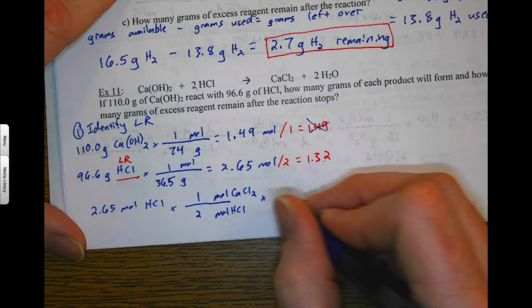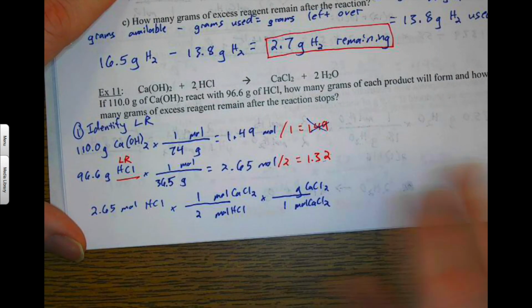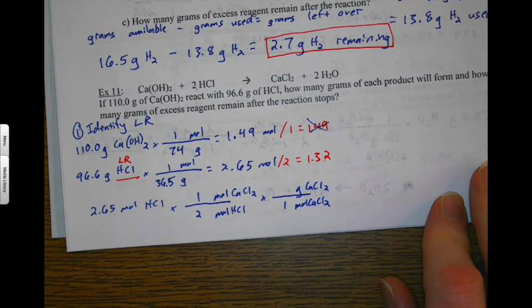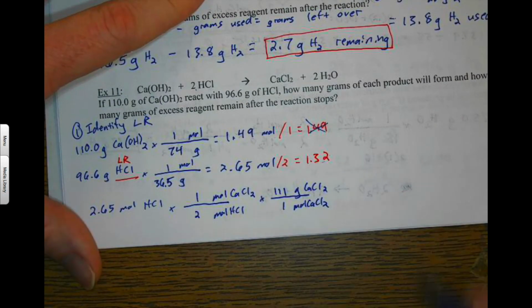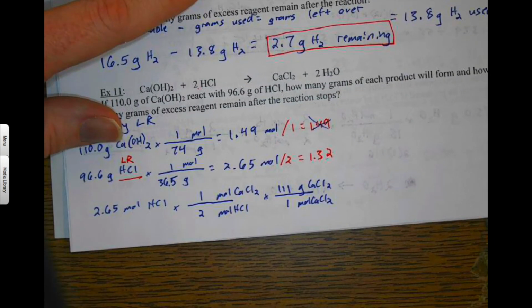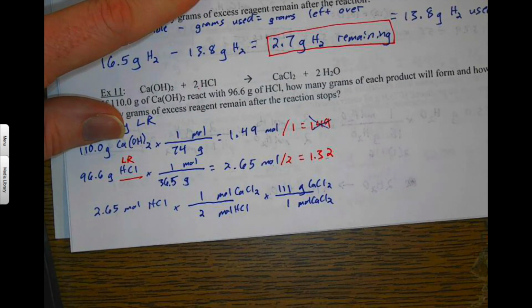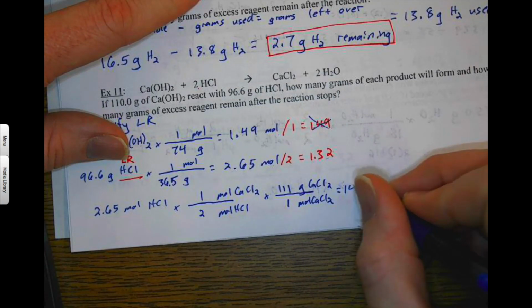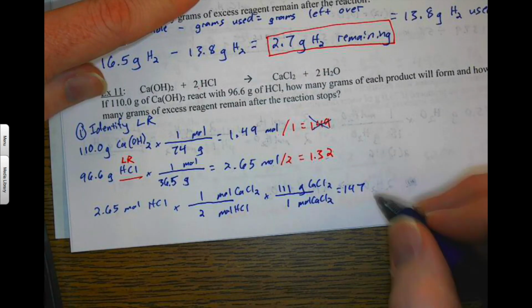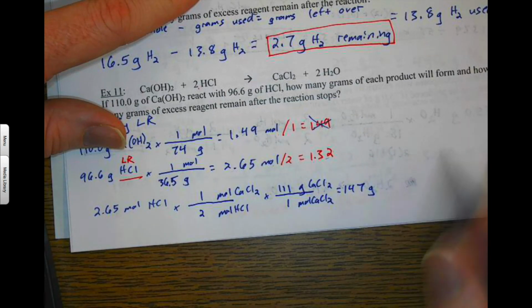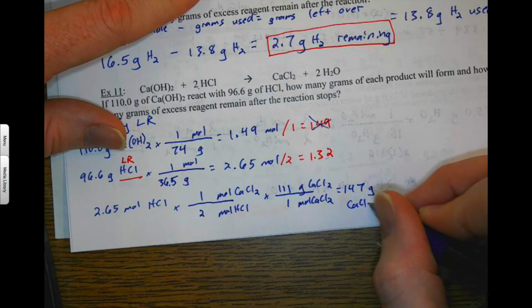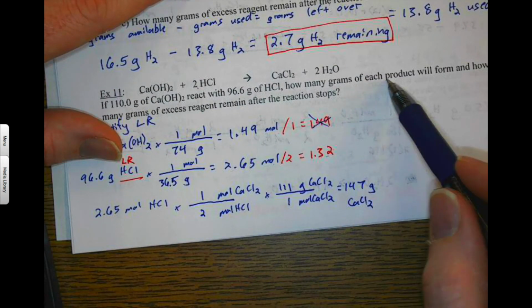And then we need to find the grams of that. And so molar mass for calcium chloride is 40, and then 2 times 35.5, and so that's 111. So our calculator work will be 2.65 divided by 2 times 111. And I'm rounding all over the place. This is not very exact. So we have 147 grams of calcium chloride. Okay, so that's one done. So let's do the other one.